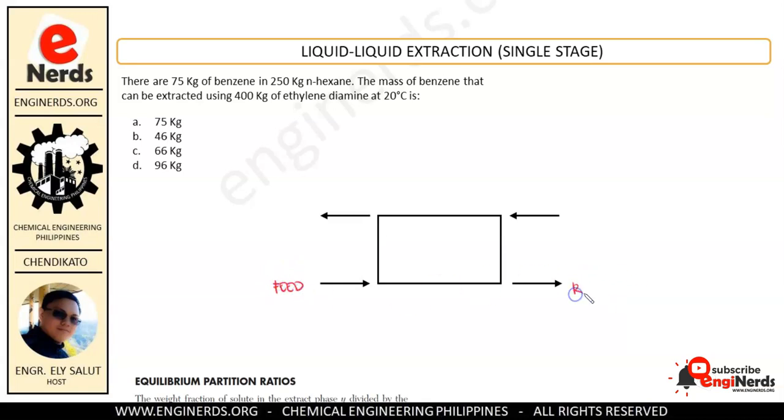We have our raffinate. We have our solvent. And then we have our extract. So, what is given in the feed?